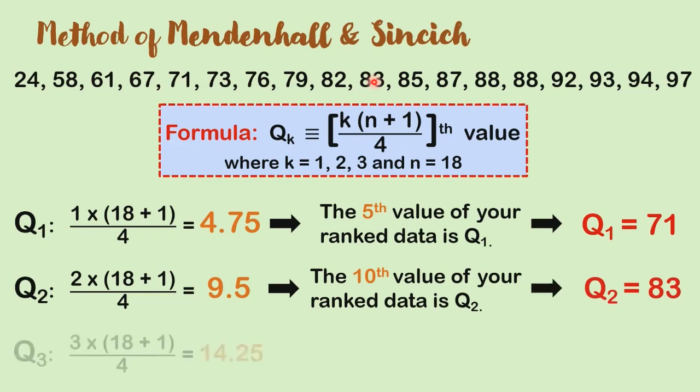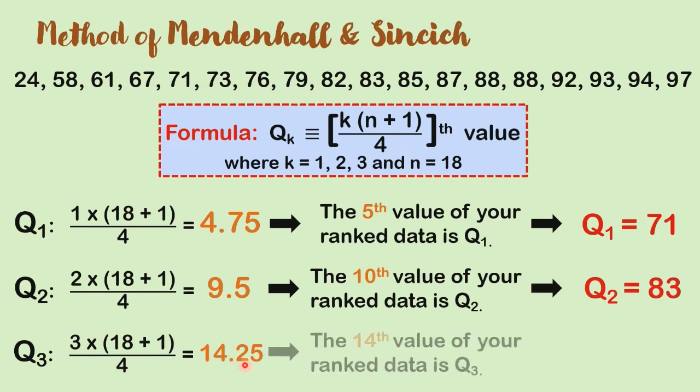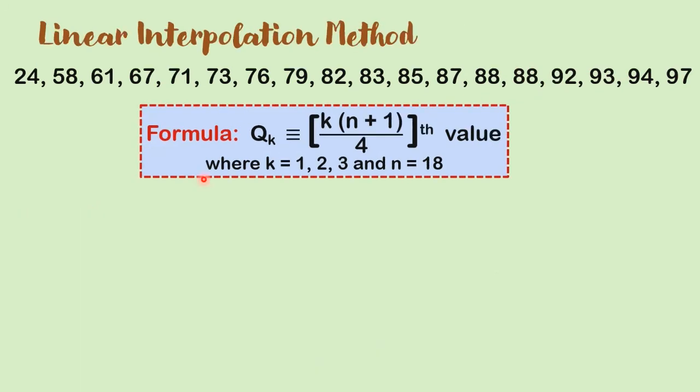Okay? Lastly, Q sub 3. Okay? If you do the math, you will get 14.25. Okay? You should be rounding down. Okay? So, you consider 14. So, that means the 14th value of our ranked data is our Q sub 3. Okay? Nasaan yung pang 14? Ito na lang tayo mag-start, no? 18, 17, 16, 15, 14, 88. Alright? So, Q sub 3 is equal to 88.